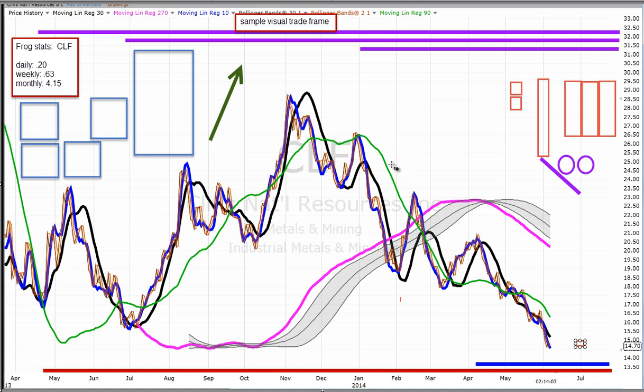And so now we're going to take a look at Cliff over the last 2 years. The purple line is the 270-period regression line. This gray shaded river-looking object is a one standard deviation 30-period Bollinger Band on the 270, which we treat as noise. The green line is a 90-period moving regression line. The black line is a 30-period moving regression line. And the blue line is a 10-period moving regression line, which we use as a proxy for price.